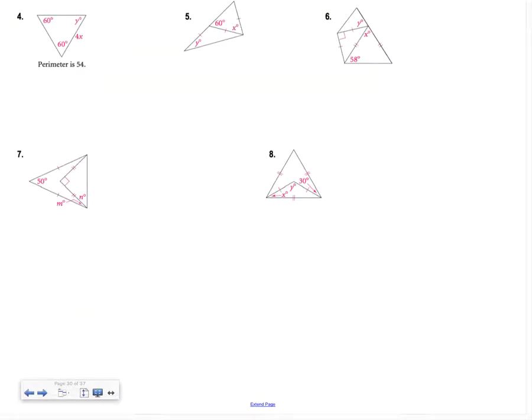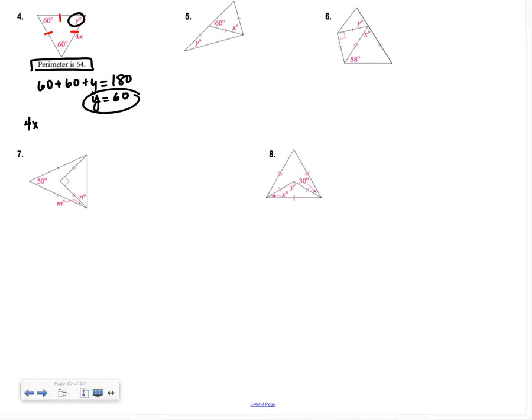So this one I have 60, 60, and then y. Well, that means that y would also have to be 60 because this ends up being an equilateral triangle, right? So you might have jumped right to that without doing any of this work. So we get y equals 60. And now it tells us our perimeter is 54. Well, if we have an equilateral triangle, remember, that means that all three sides are the same, right? So equiangular means it's equilateral.